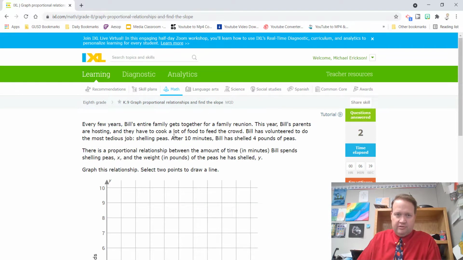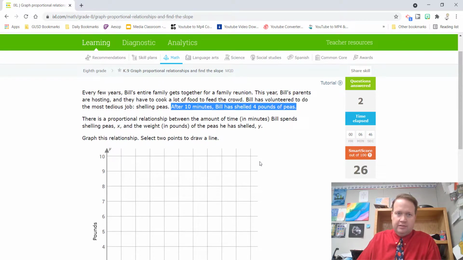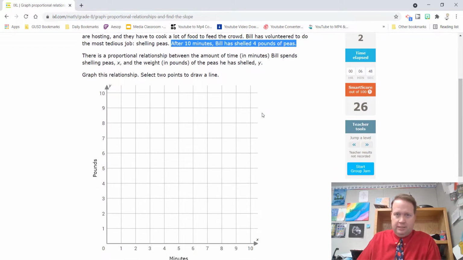Again, we're just looking for this right here. After 10 minutes, Bill shelled 4 pounds of peas. So after 10 minutes, we got 4 pounds of peas. 10 minutes, there's 10 minutes down here. It's on the bottom, 10 minutes. 4 pounds of peas is that dot right there.